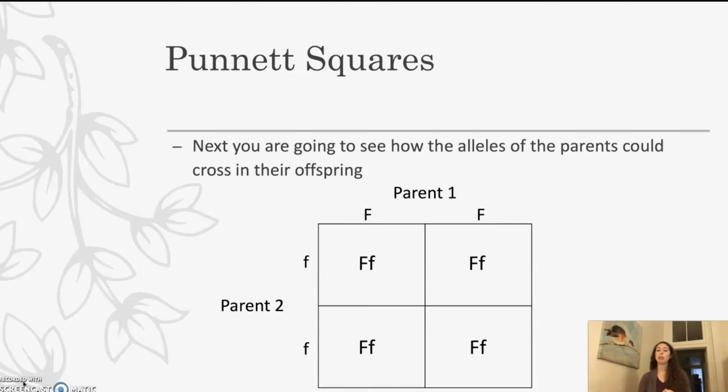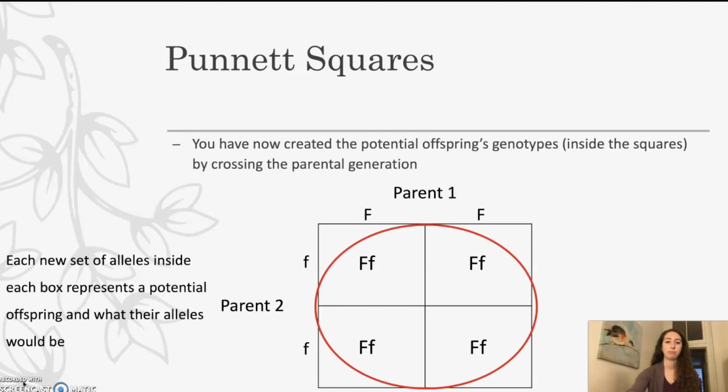Now, I am going to take a pause here. If we see big F, little f, what color are all of these offspring going to be? I'll let you think about that for a minute. If you said, they have a copy of that dominant allele, it always wins, they're all pink, you are absolutely correct. So, you have now created all of the potential offspring's genotypes inside the squares, created by crossing those parents. So, parent 1, parent 2. Again, each new set of alleles inside those boxes represents a potential offspring and what their alleles would be.